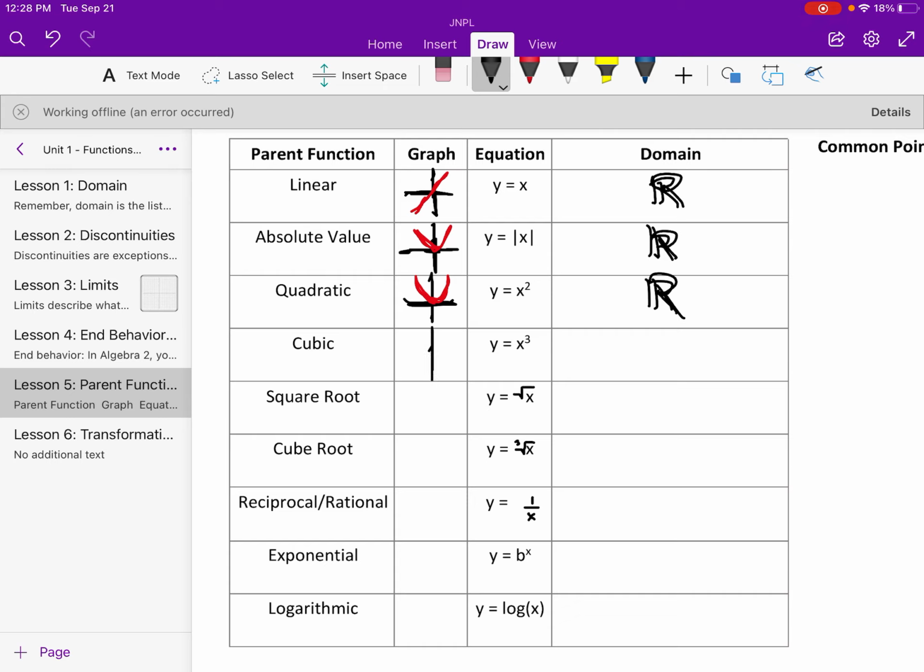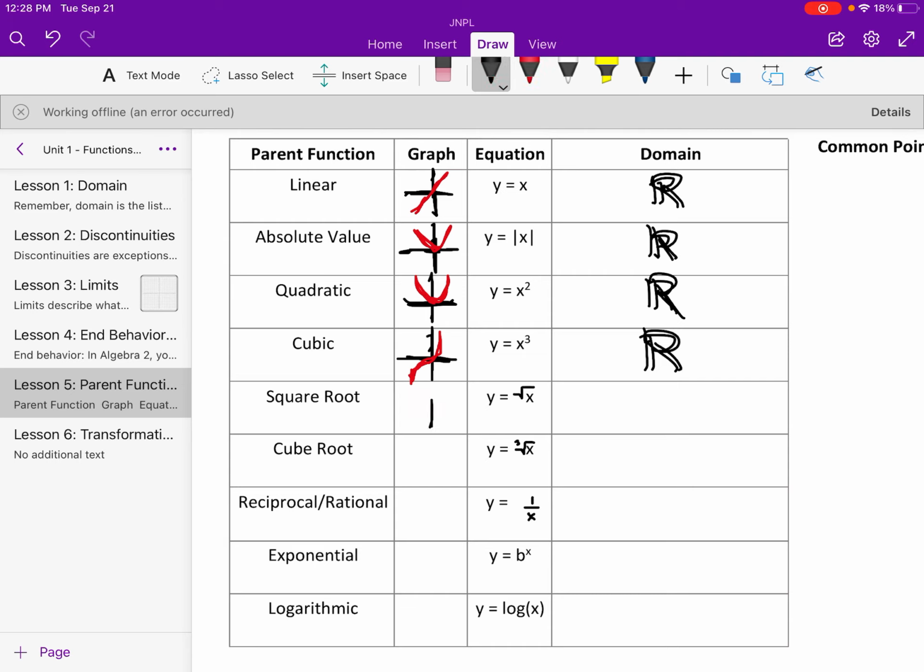But then the cubic function, I don't really know what that looks like. Sort of like a snake shape, maybe, or like a fan blade. I don't know what you would say for that. But any value that you cube can be negative. That's why y can be negative. But the domain is all real numbers also.